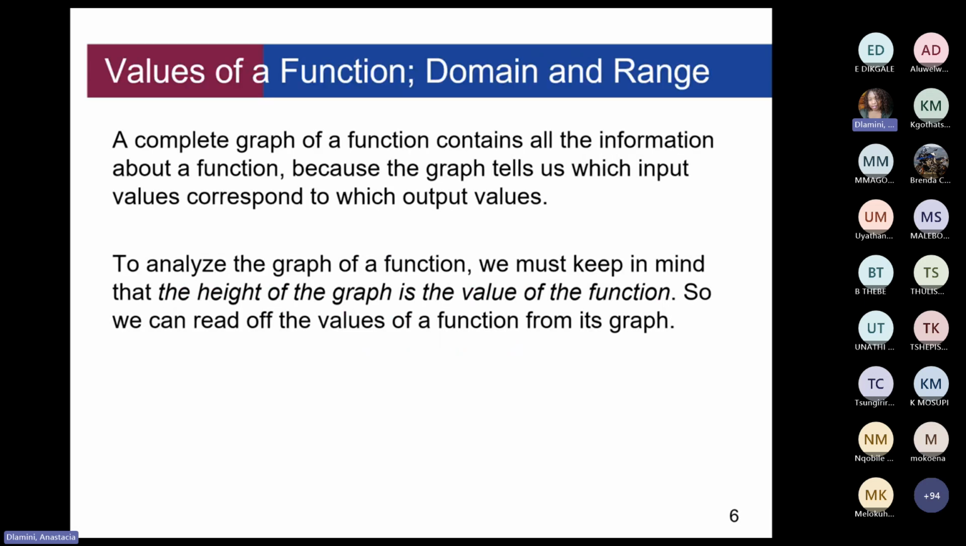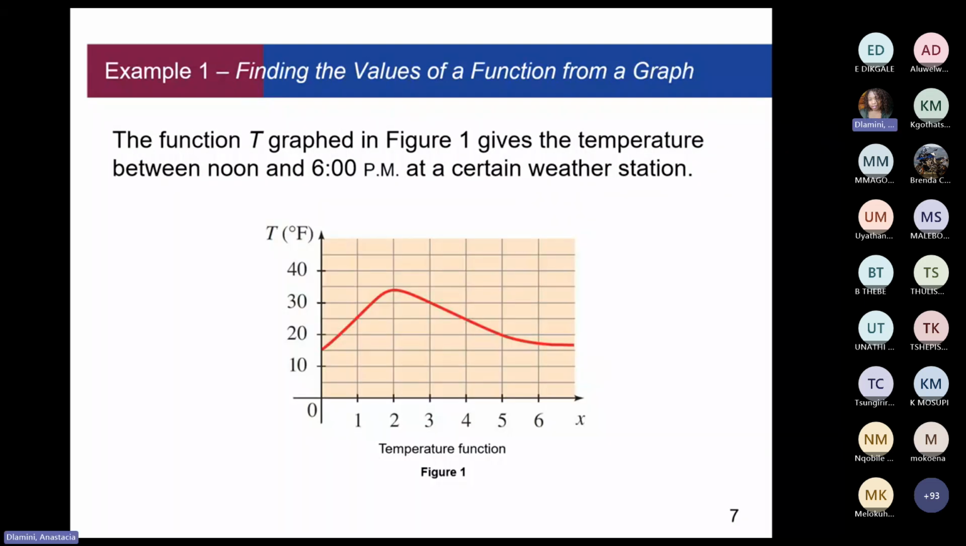So a complete graph of a function contains all the information about the function, because the graph tells us which input values correspond to which output values. Now, to analyze the graph of a function, we must keep in mind that the height of the graph is the values of a function. So you can read off the values of a function from its graph. Does it make sense what they're saying? Yes or no? Guys? Okay, I'm assuming it's a yes. Silence means concern.